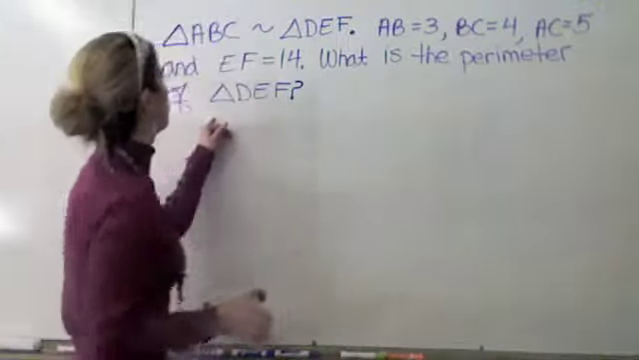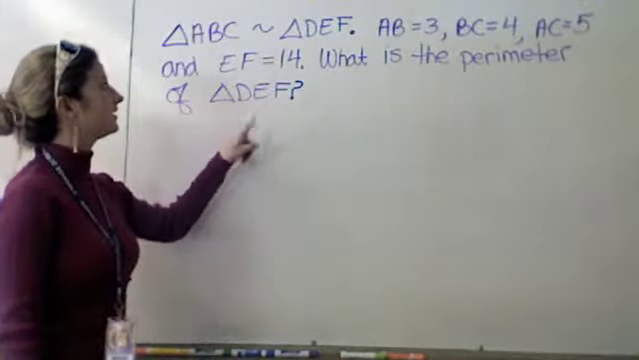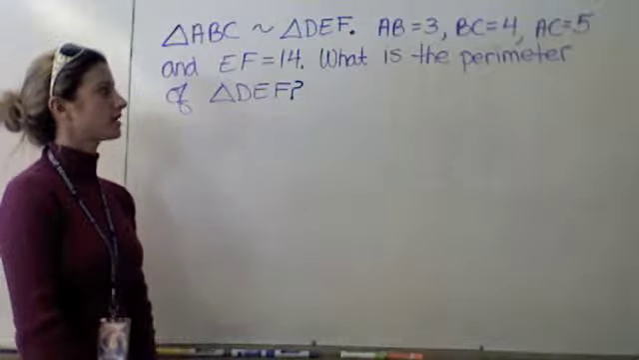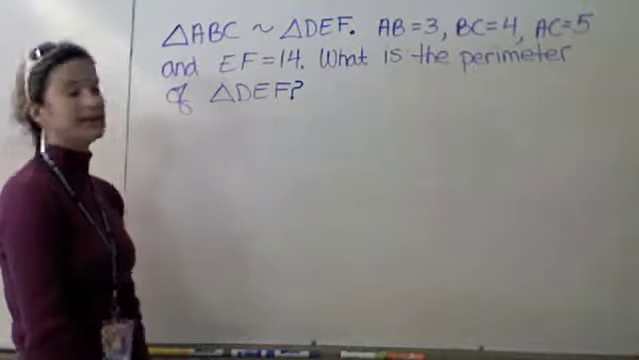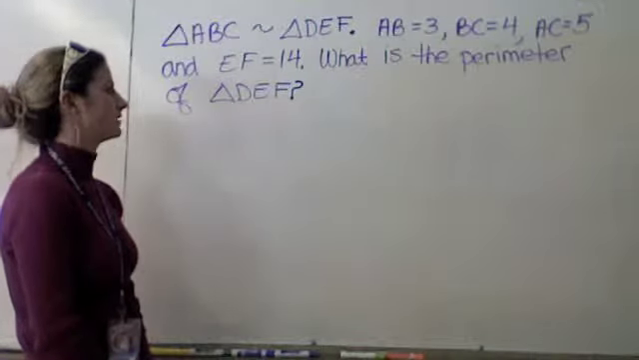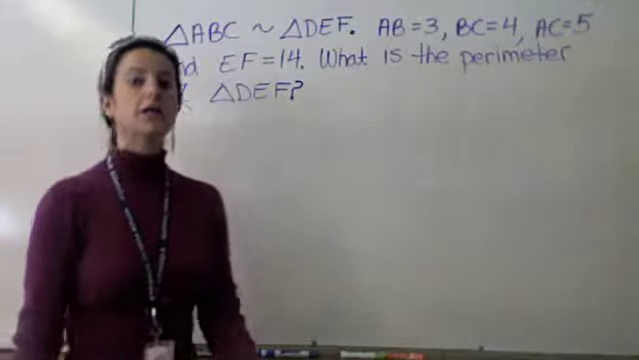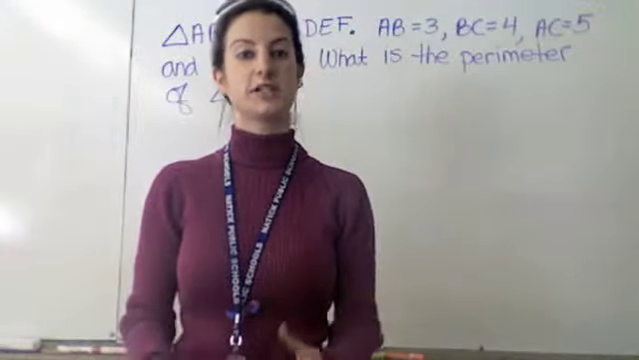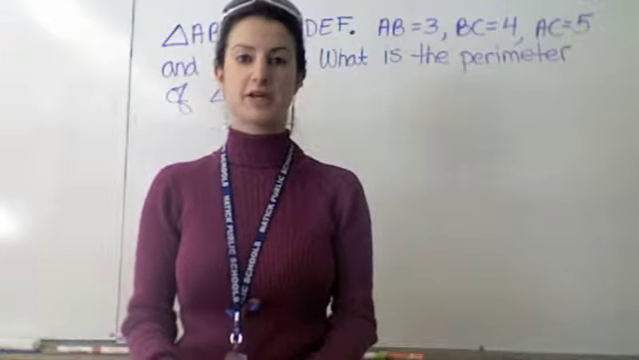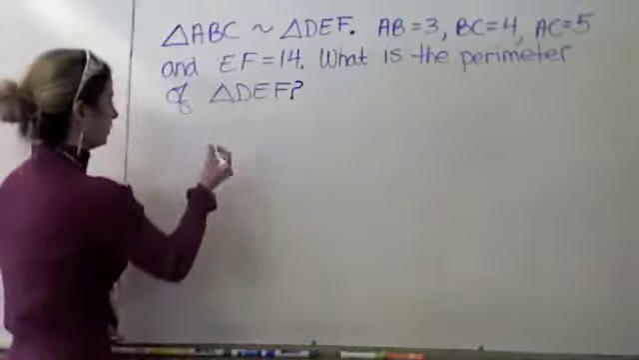So here's my example. Triangle ABC is similar to triangle DEF. AB equals 3, BC equals 4, AC equals 5, and EF equals 14. What is the perimeter of triangle DEF? So my tip for this problem was to draw a picture, because a lot of times when we see words and no picture, it can be confusing, but as soon as we draw a picture, things become more clear. So let's draw a picture.